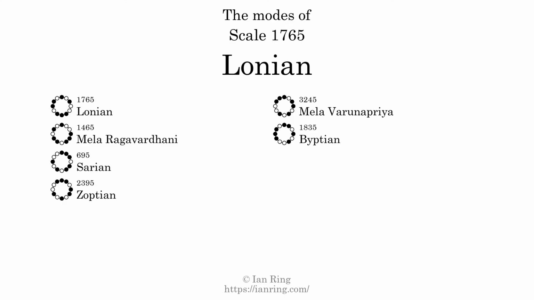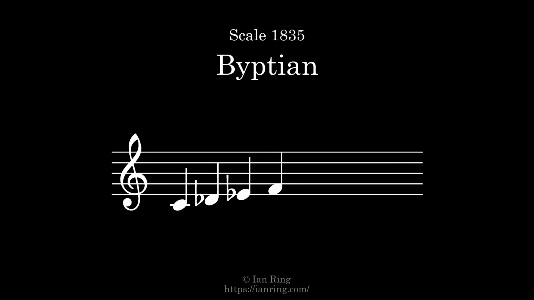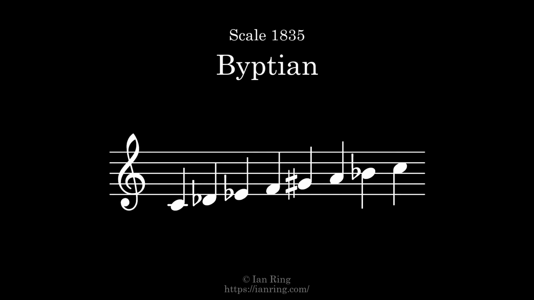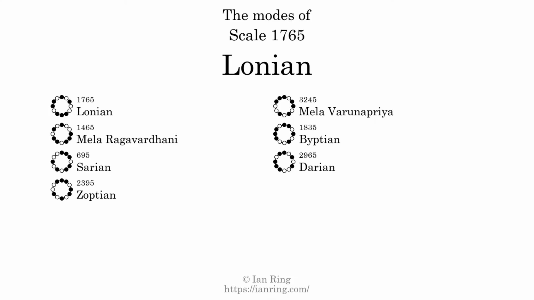The sixth mode is scale 1835, also known as Bipshan. It sounds like this. The seventh and last mode is scale 2965, also known as Darien. It sounds like this.